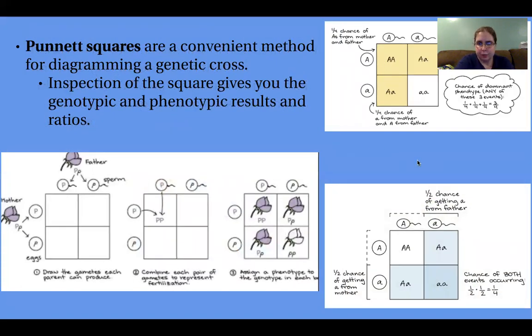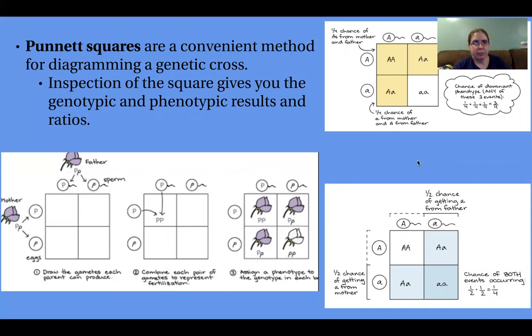You've probably seen these things before. If you haven't done them before, you might have seen them. If you haven't, that's fine. You're going to get to do lots and lots of Punnett squares in this class. A Punnett square is a convenient method for diagramming a genetic cross. So when we do a Punnett square, we're doing almost like a chart version of meiosis, where we separate the alleles for one gene and then show the different possible combinations of those alleles between mom and dad.